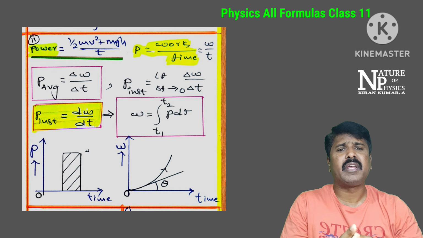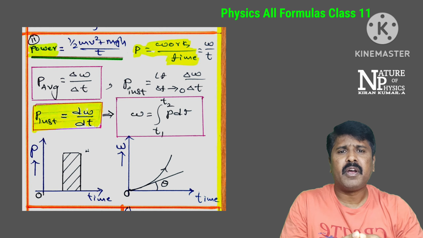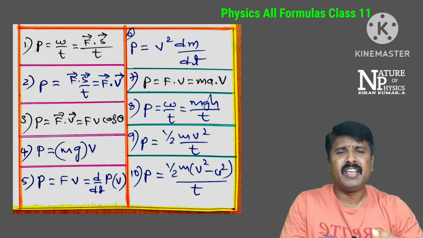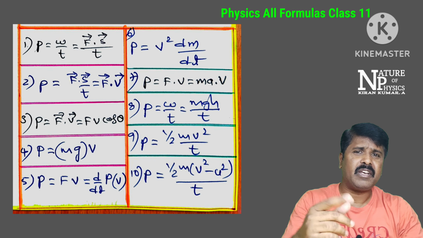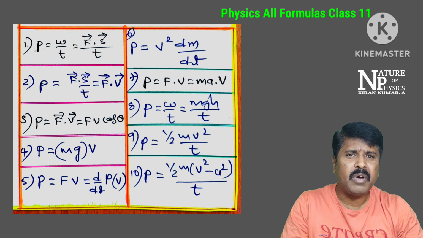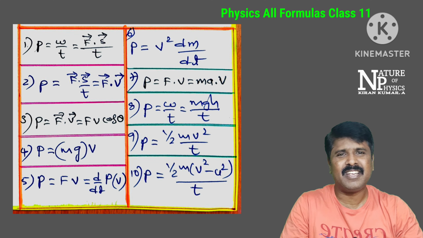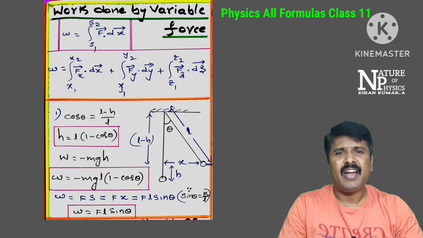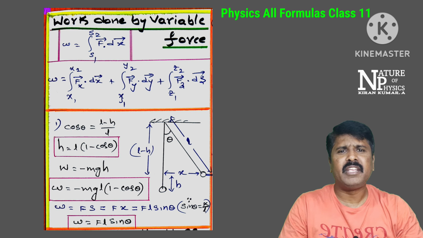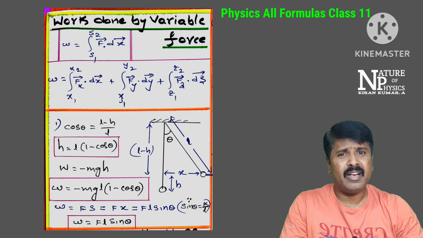Okay, the rate of doing work is called power. The time graph and the work-time graph are clearly given, and different equations of power are also clearly given. Almost 10 formulas I gave you. Notice that, student, on the screen.